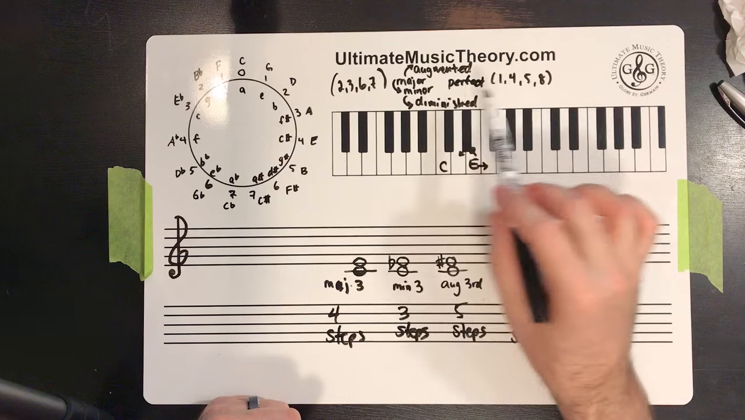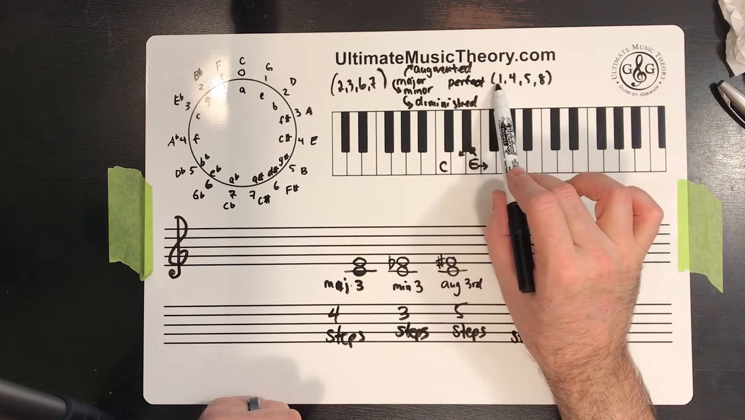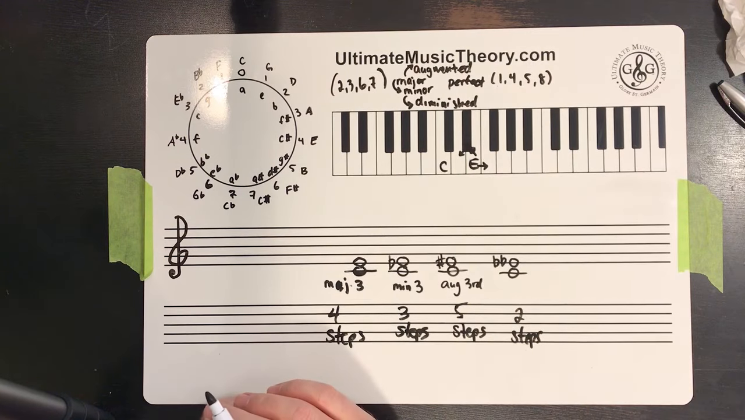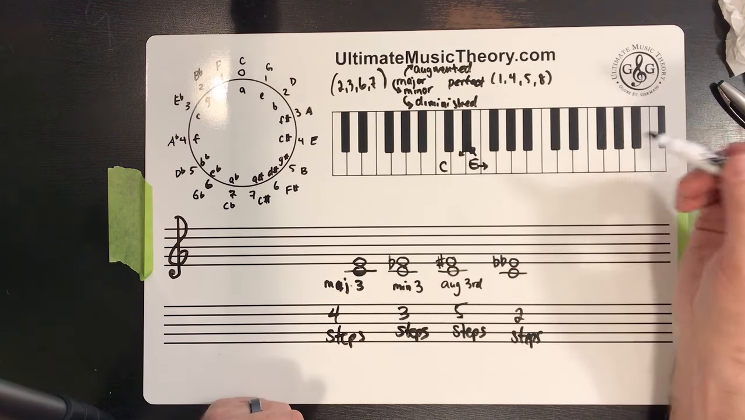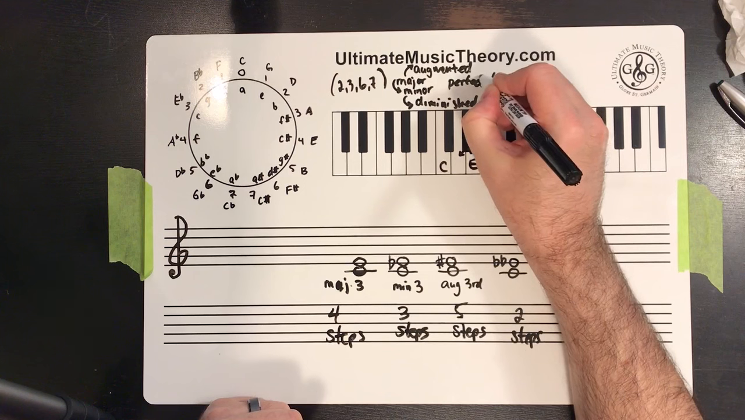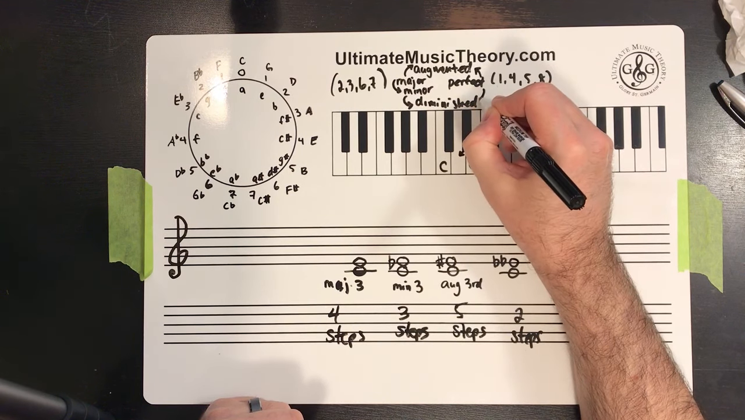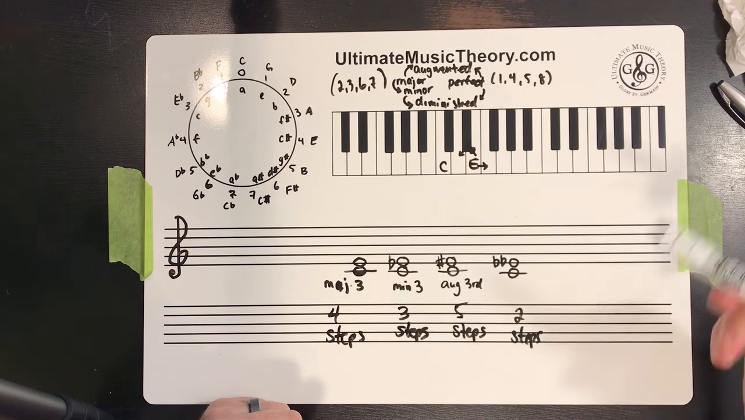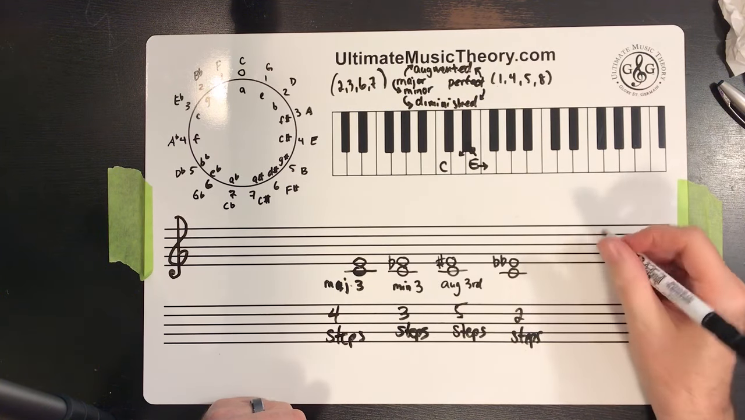So a perfect fourth, a perfect fifth, a perfect unison, that's the same as perfect first, perfect unison, or perfect octave. And the great thing about perfect intervals is there's only one direction up and down. There's no minor when you're dealing with a perfect. So let me show you what I mean.